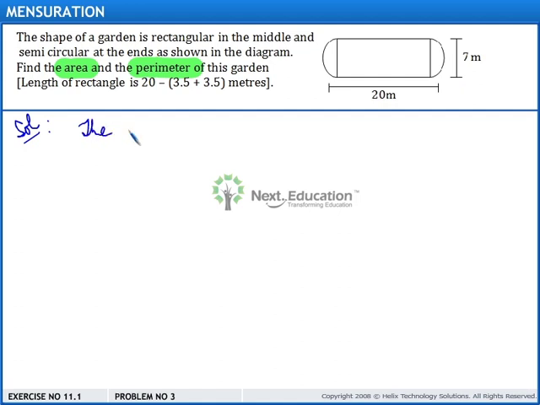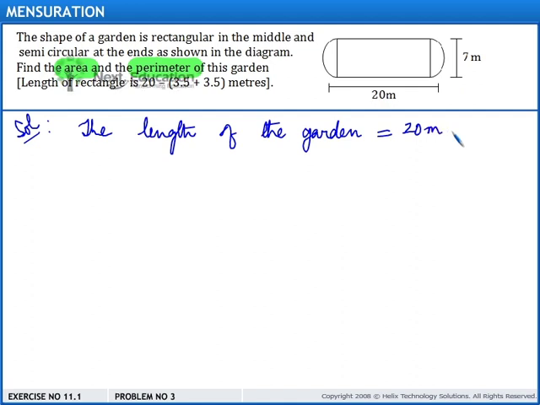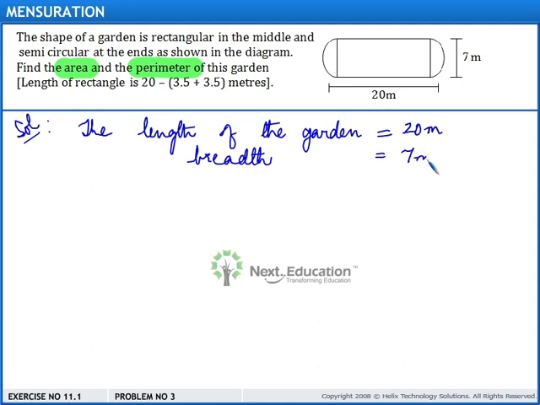The length of the garden is equal to 20 meters and the breadth of it is 7 meters. We have to find the area of this garden. Now for this we need the area of this rectangular part and the area of these ends which are in the shape of the semicircle. Now let's find the area of each part.